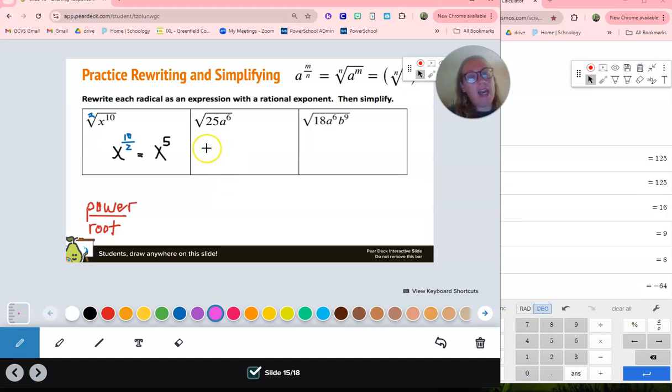For the next one, we have the square root of 25, and we can pull that apart and multiply it by the square root of a to the 6th. The square root of 25 is just 5, and the square root of a to the 6th is an a to the 6 over 2. Our power is 6, our root is 2. 6 divided by 2 gets us 3, so it's a 5a cubed.